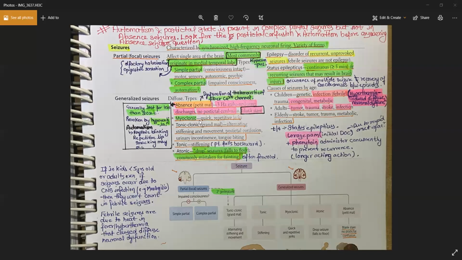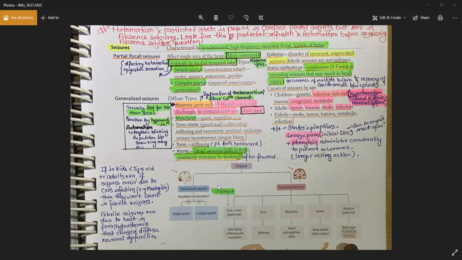You have the myoclonic seizure, in which you have quick repetitive jerks. The frequency of these jerks will increase with lack of sleep. Generally the patient will have these myoclonic seizures just before sleeping or just after waking up. And these kinds of seizures will be provoked with sleep deprivation. Very important.